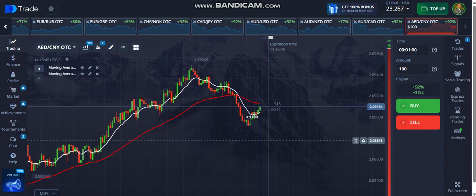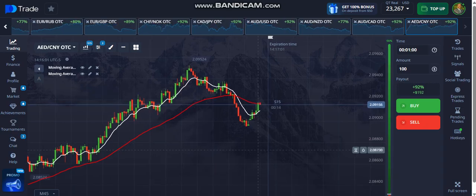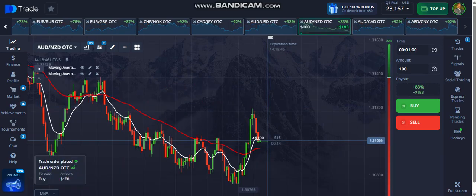So let's monitor this trade. Okay, so we lost that trade. Not a problem. You're not going to win every trade, but in any event, let's pause the video and look for another trade setup.